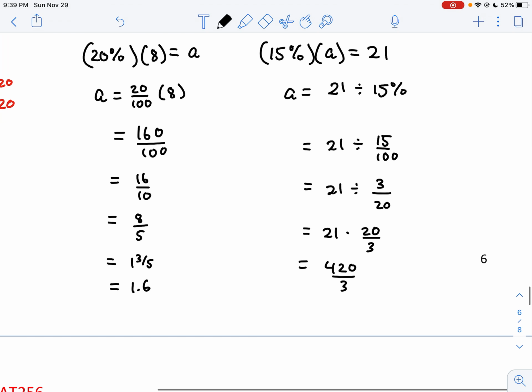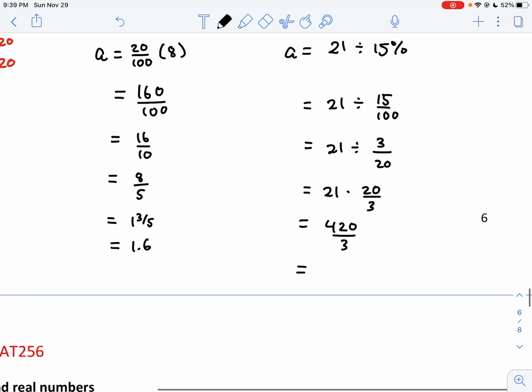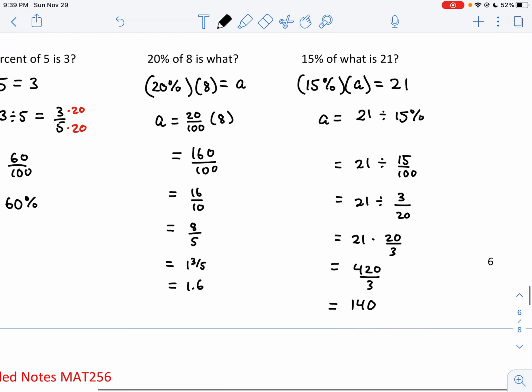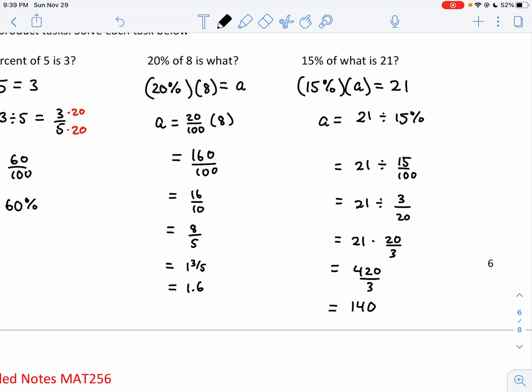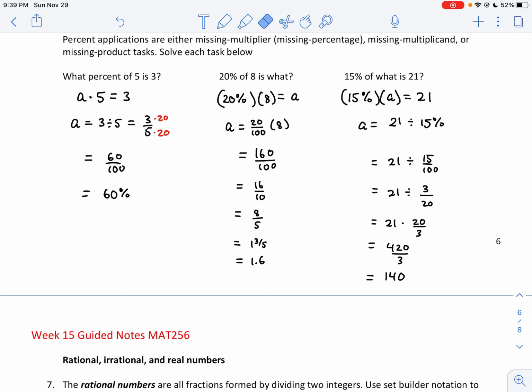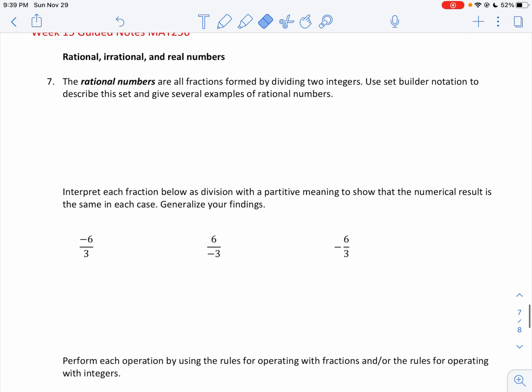So there we go, 15%. Oh, and 420 is divisible by 3, so we can keep going. 420 divided by 3 is 140. So there we go. This one actually became a whole number. So 15% of 140 will be 21. This would be rather easy to verify. You would just show that 15% times 140 will give you 21 as a way to verify this answer.